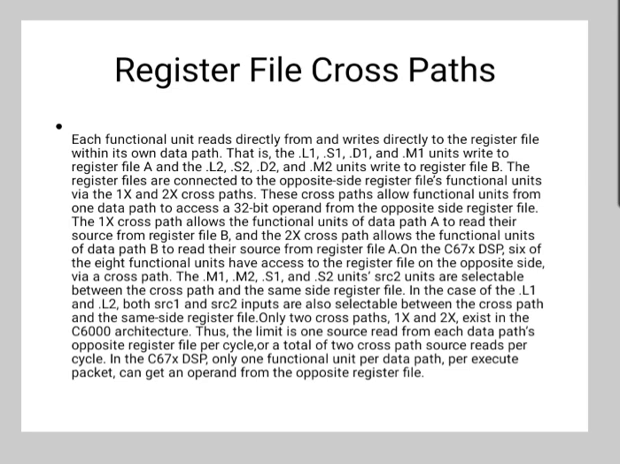Thus, the limit is one source read from each data path's opposite register file per cycle, or a total of two cross path source reads per cycle. In the C67x DSP, only one functional unit per data path per execute packet can get an operand from the opposite register file.